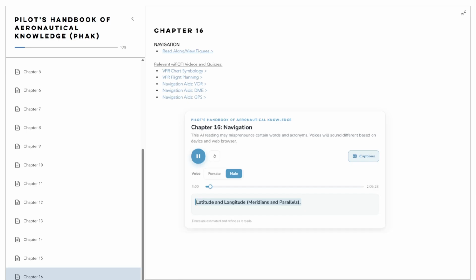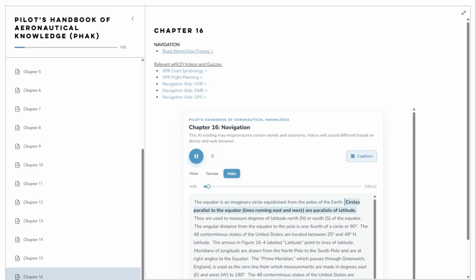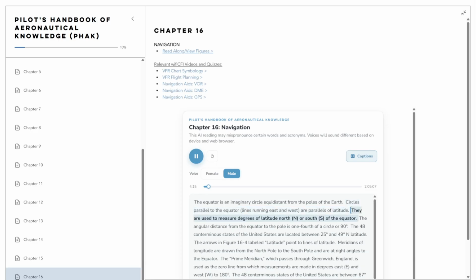Latitude and longitude, meridians and parallels. The equator is an imaginary circle equidistant from the poles of the Earth. Circles parallel to the equator, lines running east and west, are parallels of latitude. They are used to measure degrees of latitude north, N, or south, S, of the equator. The angular distance from the equator to the pole is one quarter of a circle or 90 degrees. The 48 conterminous states of the United States are located between 25 degrees and 49 degrees north latitude. The arrows in Figure 16-4 labeled latitude point to lines of latitude.